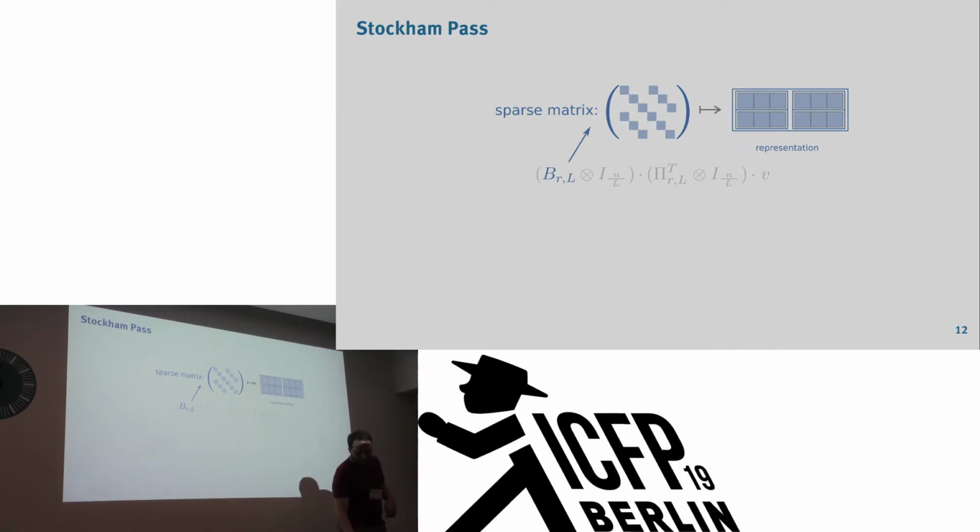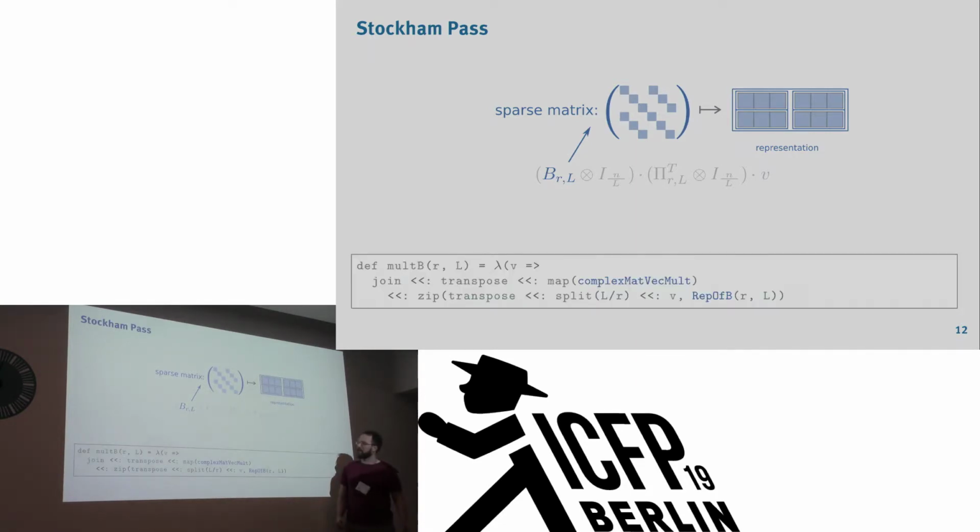Okay? And again, we can express this in Lisp by defining a new function, mult B. And first we use our representation of B. The details of this I don't want to show, but it's not that interesting anyway. And then we map a complex matrix vector multiplication. It's complex because B is complex, V can be complex, it's a Fast Fourier Transform, everything can be complex.